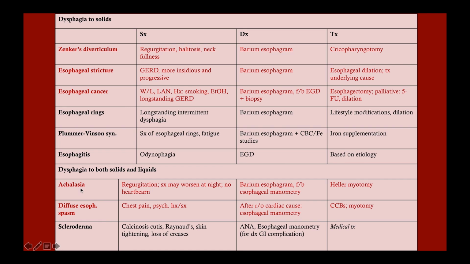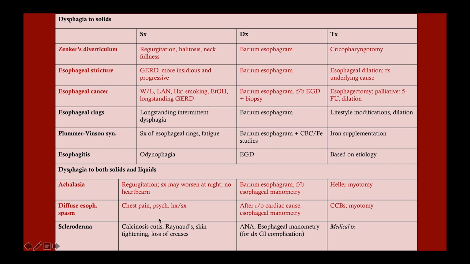Dysphagia both to solids and liquids is usually going to be a problem with the coordination of peristalsis. So that can be achalasia, which is going to typically present with regurgitation, but general feeling of fullness in the chest, typically no heartburn. Symptoms may or may not worsen at night. The diagnosis, barium esophagram, will show you the bird's beak, followed by esophageal manometry. The treatment for this is a Heller myotomy, usually in consort with a fundoplication.